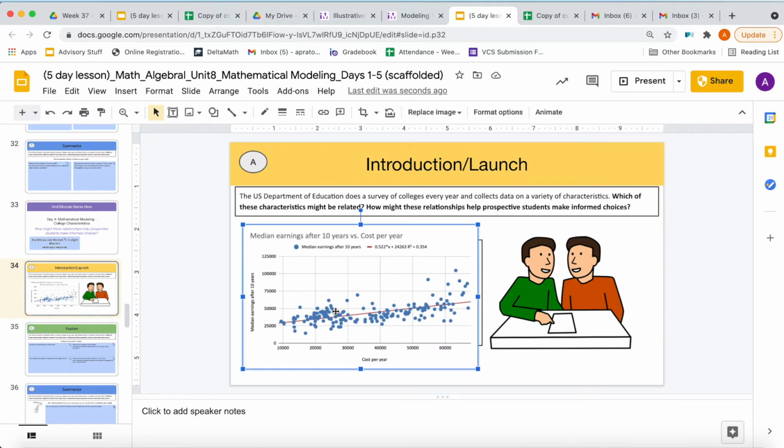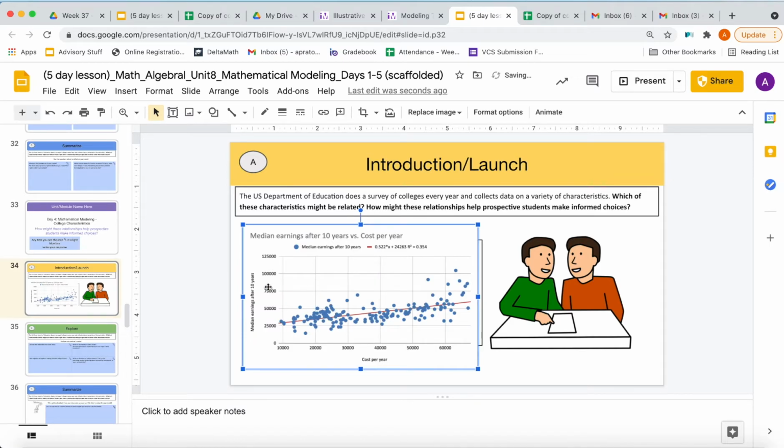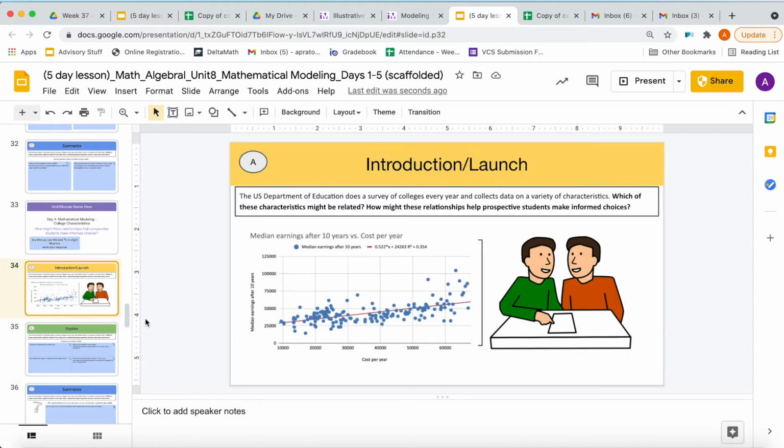And so here's the model. If I just show you the original slide, it asks you to partner up, but imagining you don't have a partner, or just for the sake of reviewing how to do this, we're looking at this model right here. So we're going to go to the Explorer and answer some of these questions. The first question says, describe the relationship this model shows. Take a moment, look over this model, and think about what the relationship is being shown. You can pause the video at any time when you would like to think about and work on this on your own.